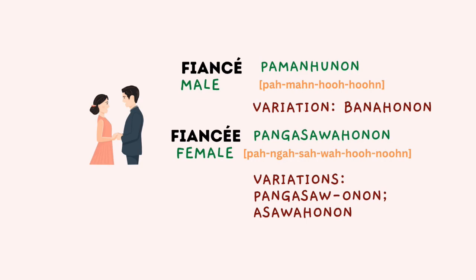Pangasawahunon. So there are two variations. Pangasawunon, or asawahunon. Asawa means your wife, but it is also acceptable to refer it to the husband. So asawa refers to the wife, but now it is acceptable to refer it to the husband. So asawahunon is the bride, the woman you're about to marry. Okay, so fiancé, female, pangasawahonon.